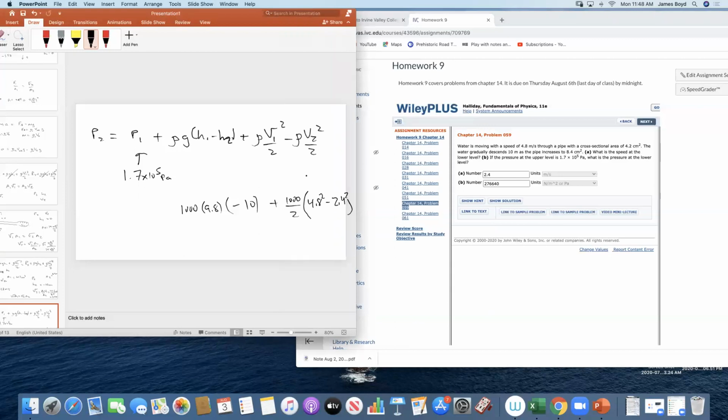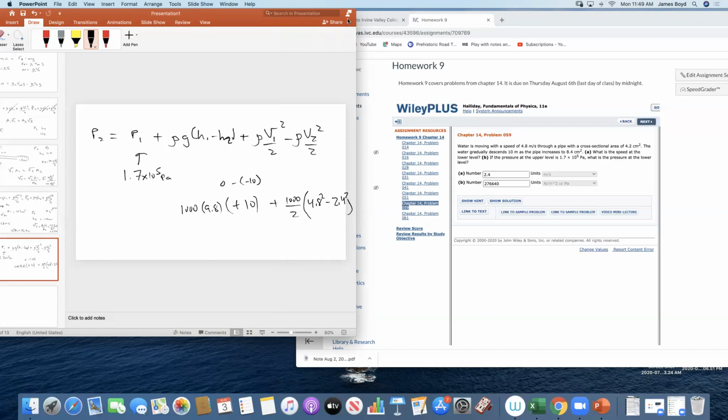H2 is negative 10, so it's 0 minus minus 10. So that's a plus, which I should have known. Times 98,000, or plus 98,000, plus 500 times 4.8 times 4.8 minus 2.4 times 2.4. And I get 276640, which is exactly what they got. Sorry about that. Mess up with the signs.